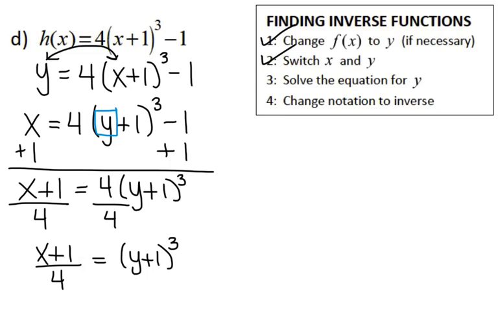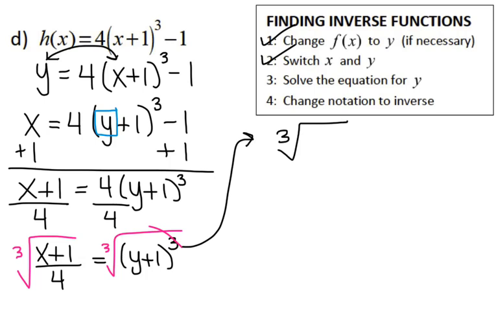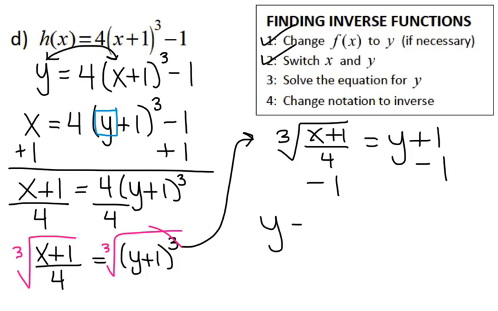I need to undo the cube. The way that you undo a cube is by taking the cube root. So I'm going to take the cube root of both sides. That way my cube and my cube root cancel. I'm going to continue over here because I'm running out of space. So now I have the cube root of x plus 1 over 4 equals y plus 1. Still need to get that y by itself, so I'm going to go ahead and subtract 1 from both sides. So now I have y equals the cube root of x plus 1 over 4 minus 1 on the outside.